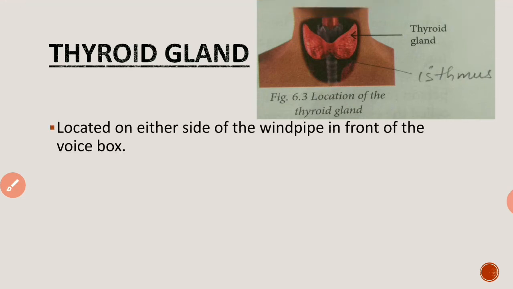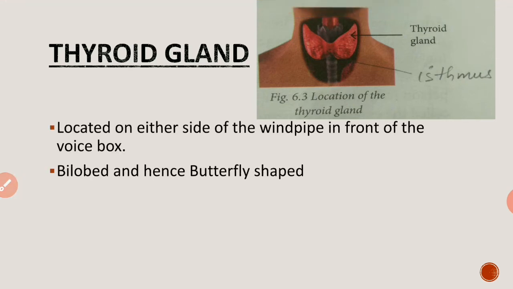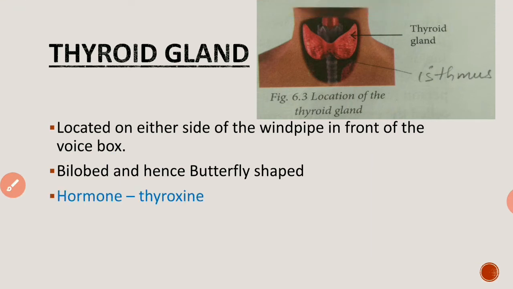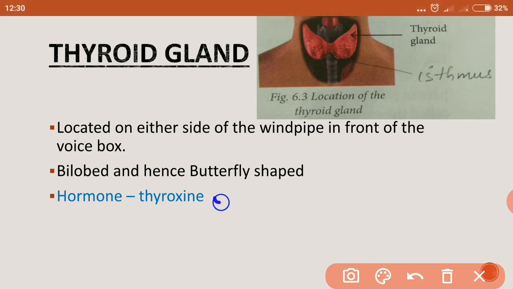So where is this located? On either side of the windpipe, and being bilobed, it looks like a butterfly. It is located in front of the voice box. Next, what is the thyroid hormone? That is the hormone secreted by the thyroid. It is named thyroxine.